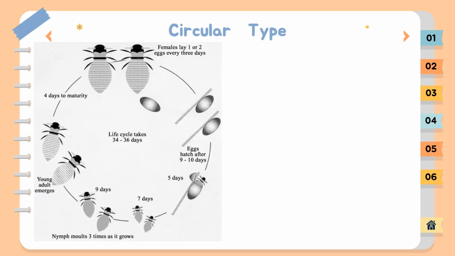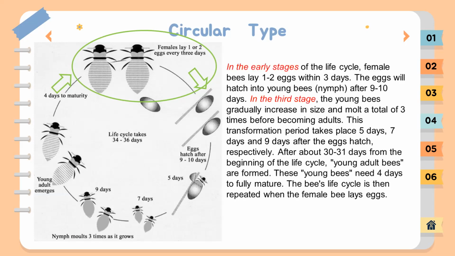It is called circular because it begins with the females laying 1 or 2 eggs every 3 days. After that, it goes through so many steps, and finally, it repeats once again. So the repetition is something related to a cycle. As you can see, the beginning and the final steps are the same, and it repeats over and over. Okay, so here is the sample.